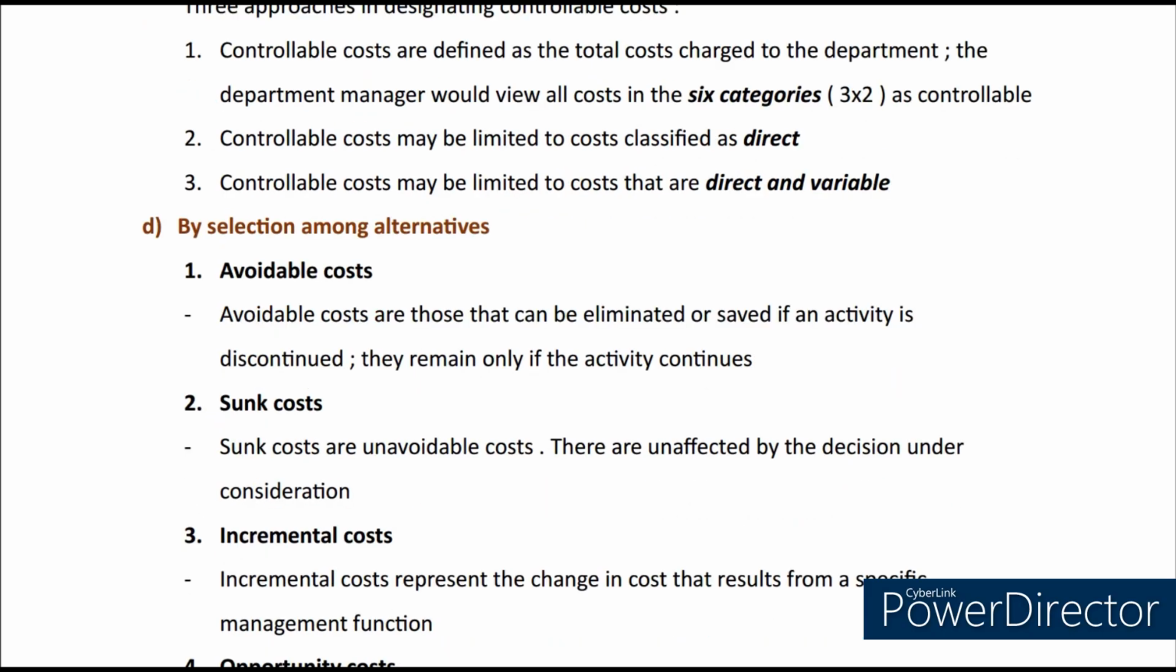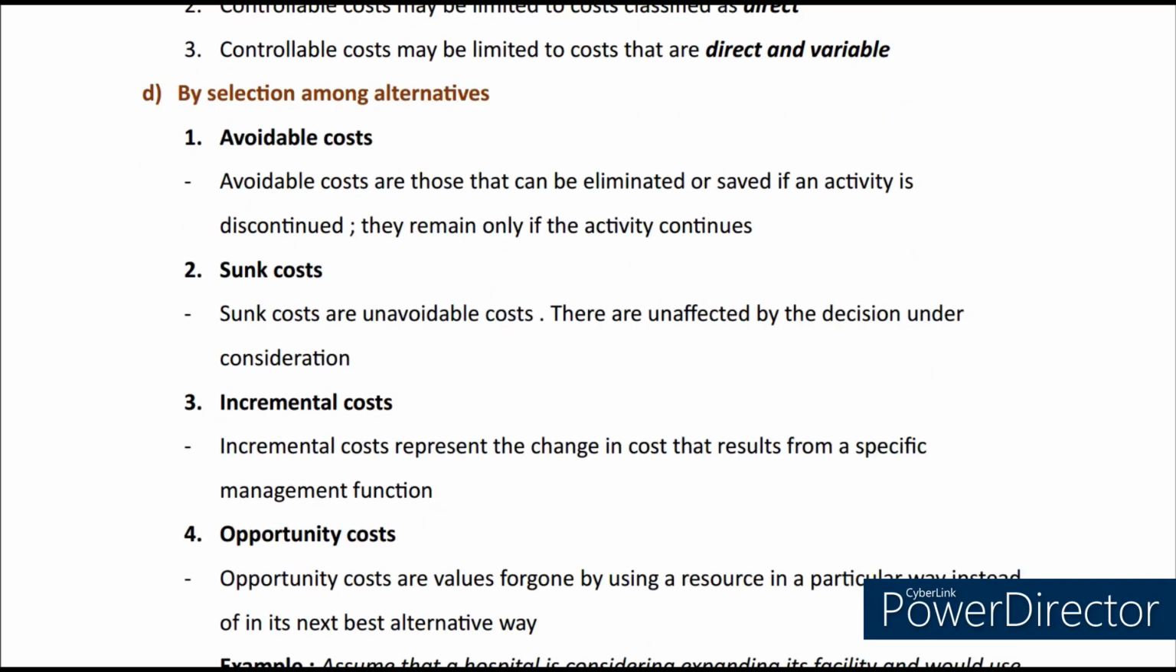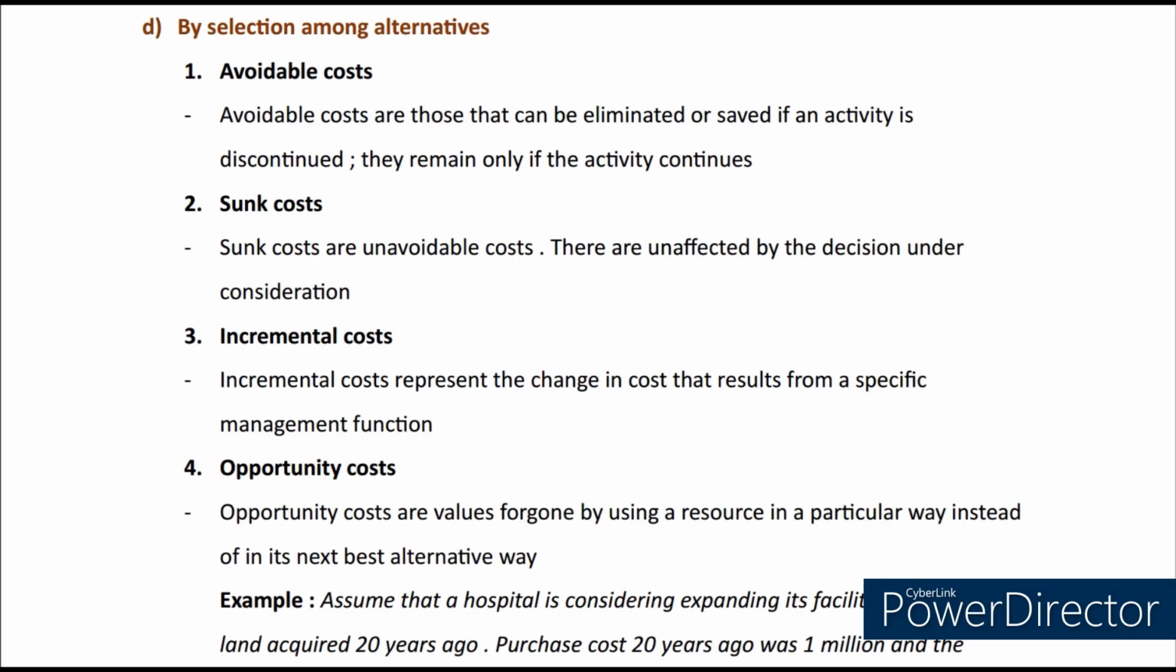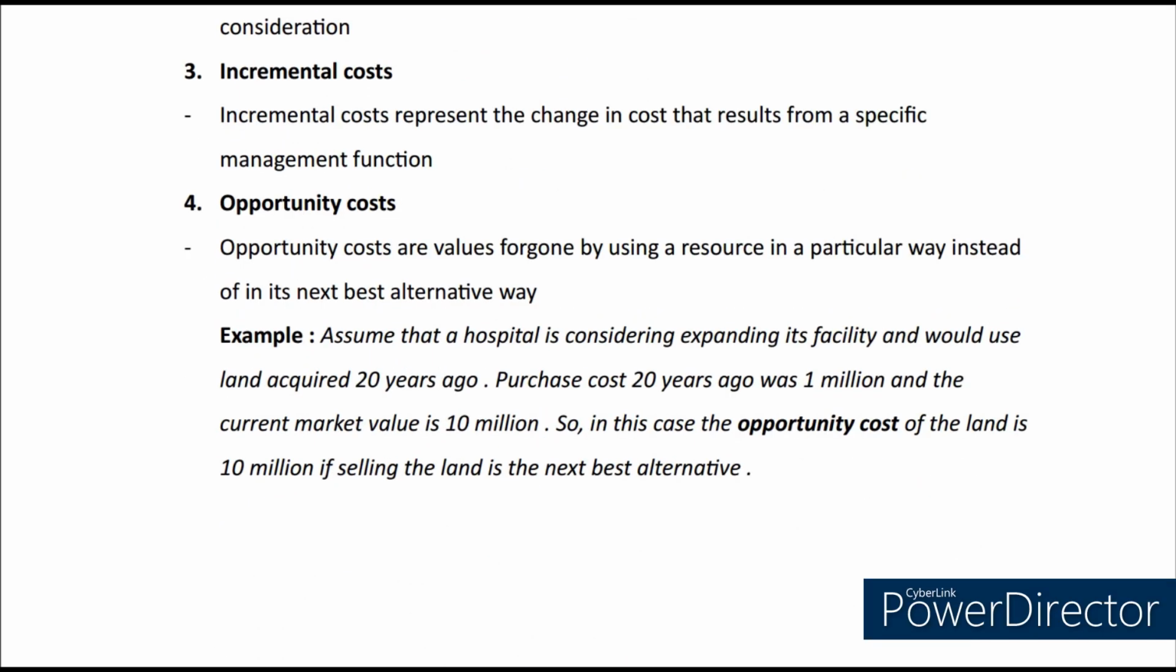And by selection among alternatives, costs can be avoidable costs, which can be eliminated or saved if an activity is discontinued. So they remain only if the activity continues. Second is the sunk costs, which are unavoidable costs, and these are unaffected by the decision under consideration. And next is incremental costs, and these costs represent the change in cost that will result from a specific management function. And the last is the opportunity cost, which is very important.